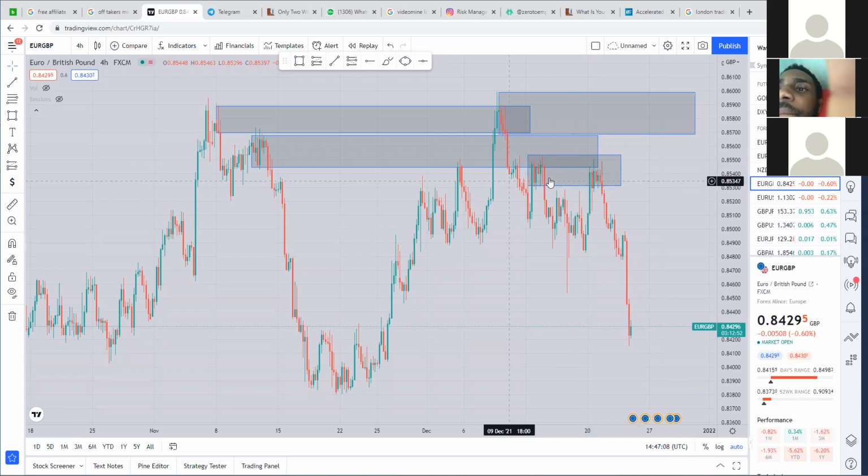I see the way it came back to test it, and then after testing it, the market moved again.